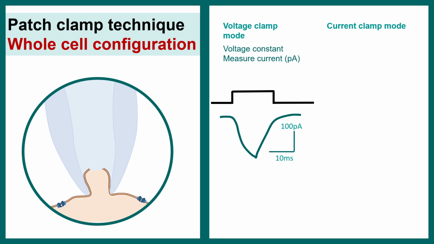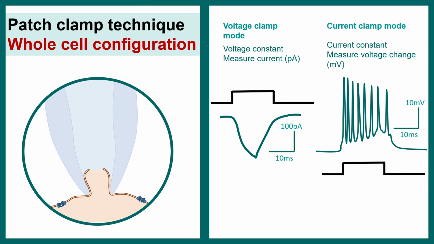So now you look at the current clamp mode, your current would be constant, you are measuring voltage. So voltage fluctuation is nothing but the action potential. So see, you give a stimulus and there is voltage fluctuation, and that is the action potential you are recording. And again, the axes are millivolts and milliseconds.